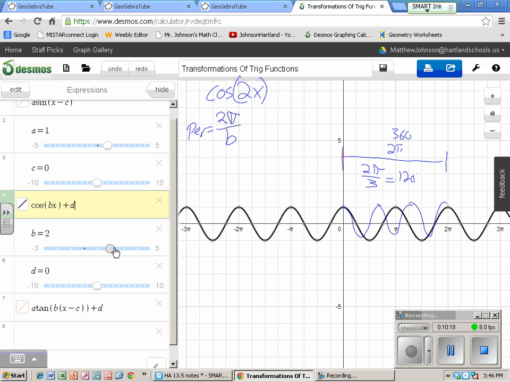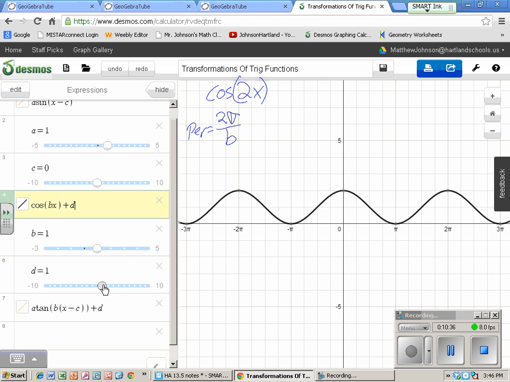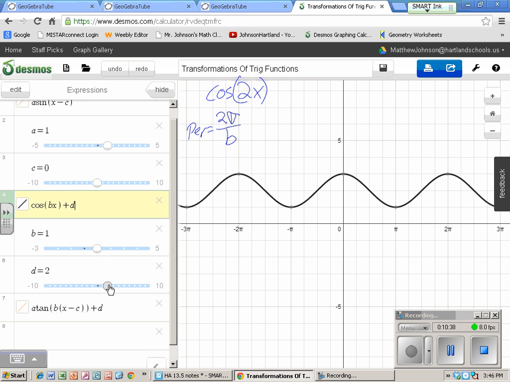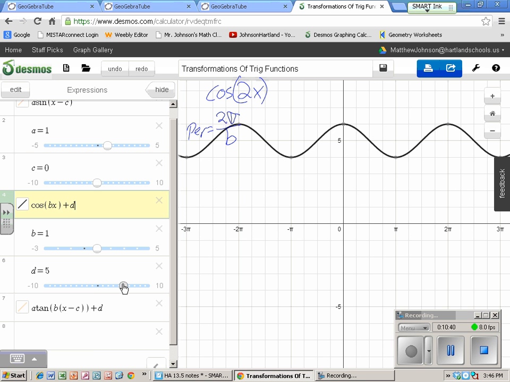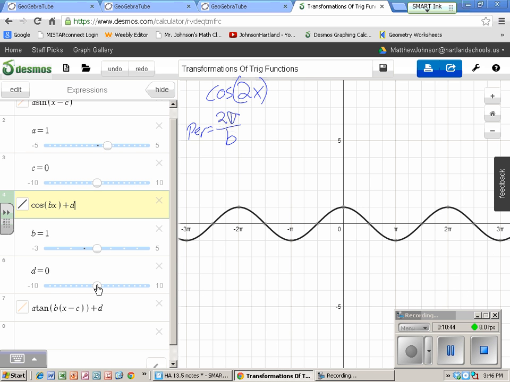Now, let me bring that back to normal. Let me clear some of this ink out of the way. The last thing we talk about is the value of d. When you add a number to the parent function, that shifts it up or down. So right now d is 0, so we're not shifting up or down. But if I make d a positive 1, I just shifted that graph up 1, up 2, up 3, up 4, up 5, whatever. You can go in the negative direction, you're just shifting it down. So that d value is just shifts up or down.